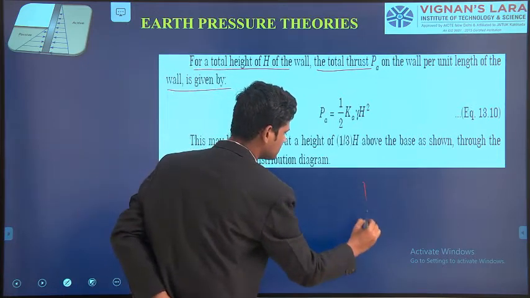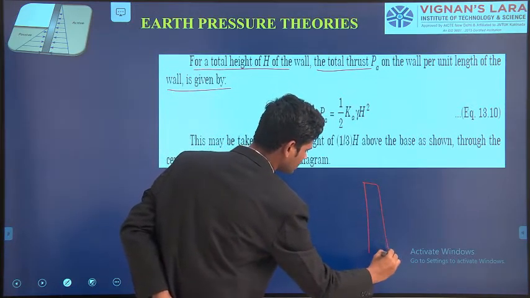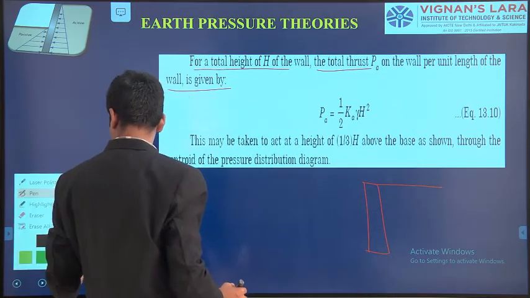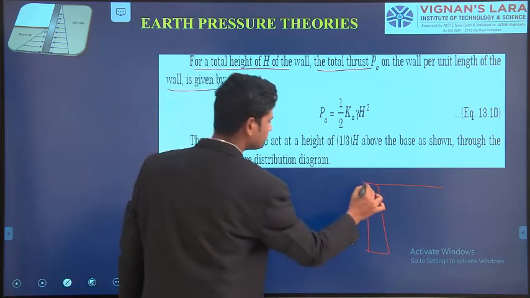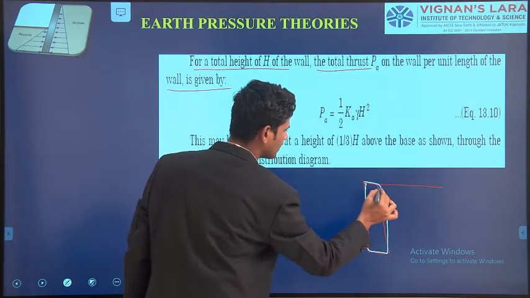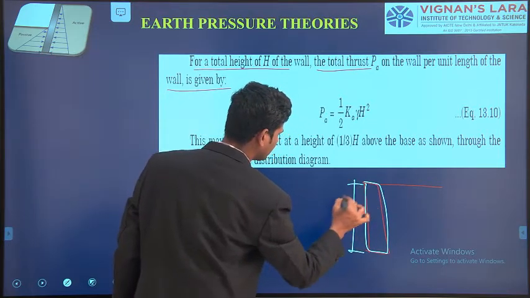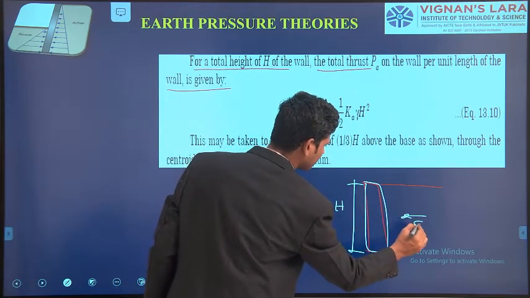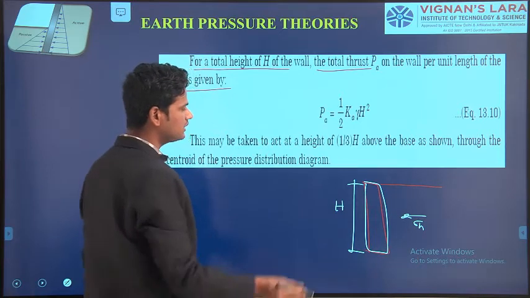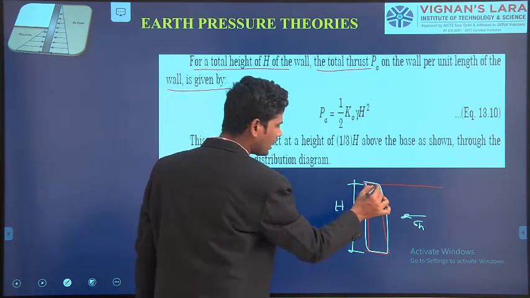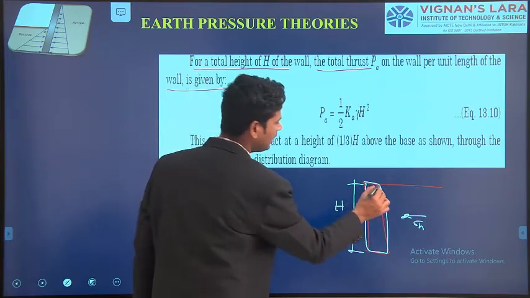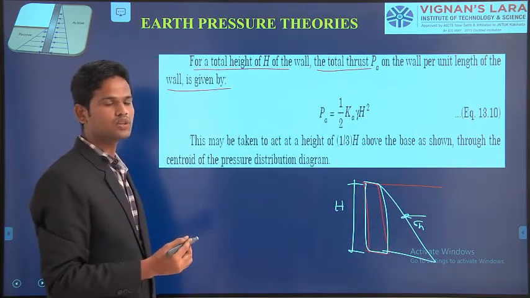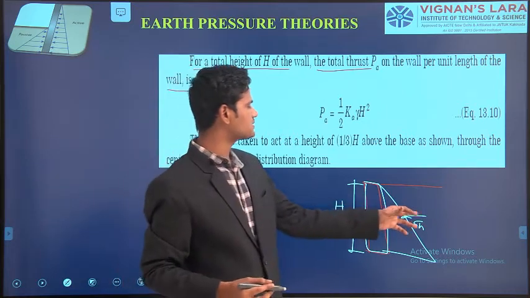Suppose this is your retaining wall and this is the horizontal ground level, and this is the total height of the wall H, with the horizontal pressure acting on the wall. The pressure acting on the wall increases linearly from the top of the wall to the bottom of the wall. What is the pressure available here?